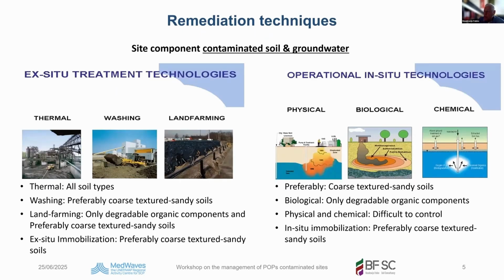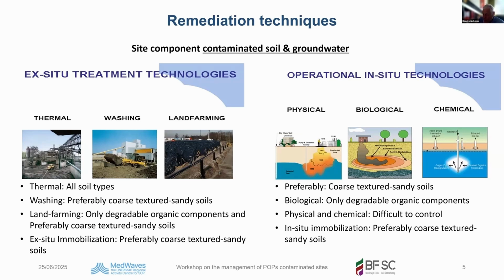Okay, we discuss now the site component of the contaminated soil and groundwater. And we have two groups of techniques: ex situ treatment technology and operational in situ technology. Ex situ is removing the soil, excavating, thermal treatment, combustion or heat, washing, and land farming. And land farming is biological. Thermal, nearly all soils can be treated thermally. Soil washing, this contaminated soil, to be cleaned by soil washing, should be preferably coarse textured, sandy soil. That is easy to use this technique of washing. Clay, which is heavy textured, is difficult to be cleaned by washing.